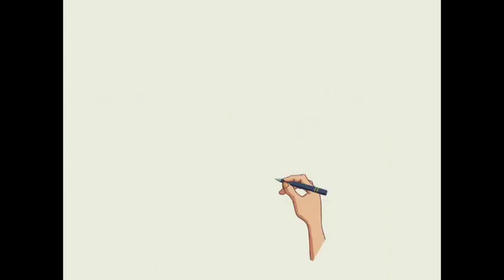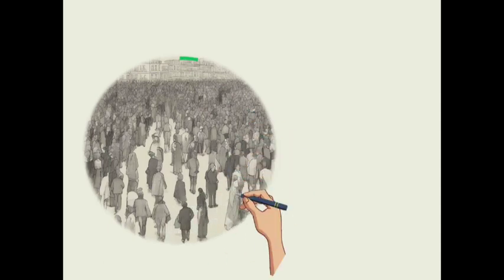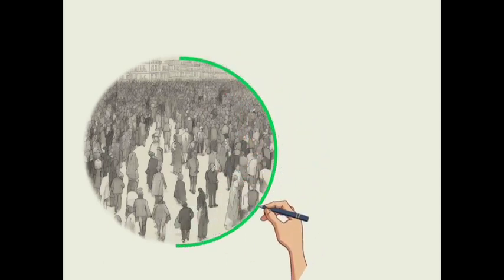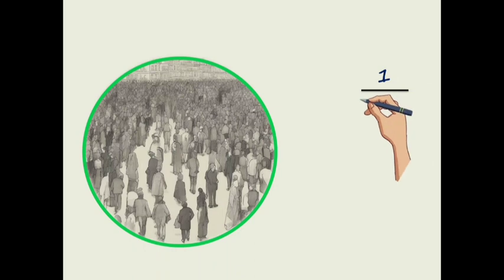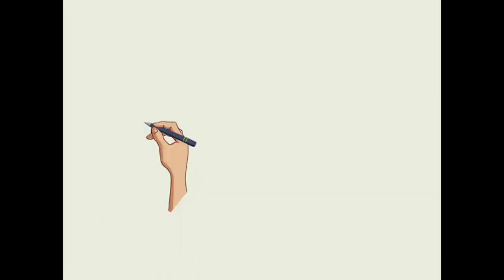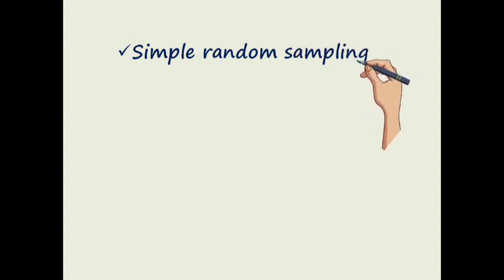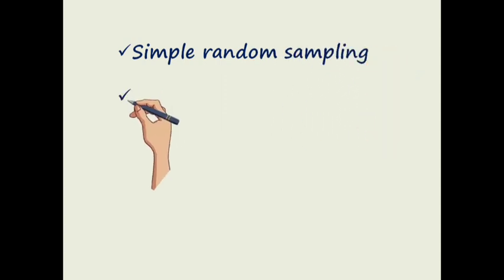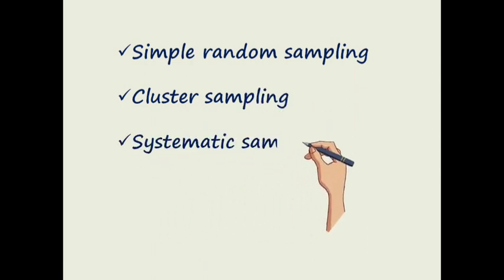For example, assuming this is our study population, and it has 1,000 members, each of these members will have 1/1000 chances of being selected to be a part of the sample. It gets rid of bias in the population and gives a fair chance to all members to be included in the sample. The major types of probability sampling techniques include simple random sampling, cluster sampling, systematic sampling, and stratified random sampling.